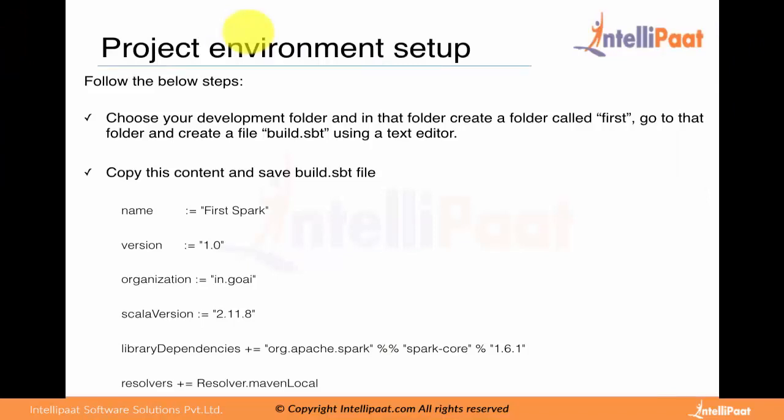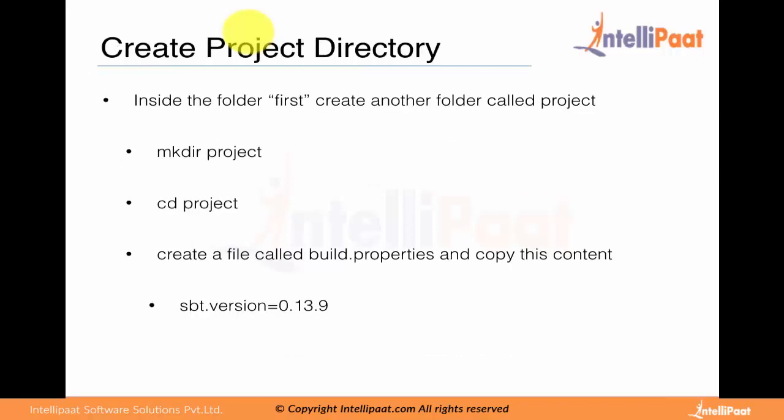So you got the build file ready. The next thing is that you need to now create the source code. You have to create one more directory called project. So inside the folder first, create another folder called project. Go to this project and create a file called build.properties.